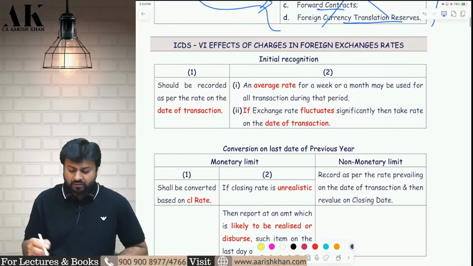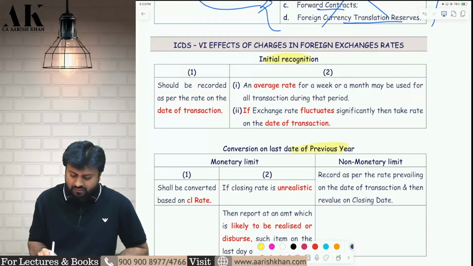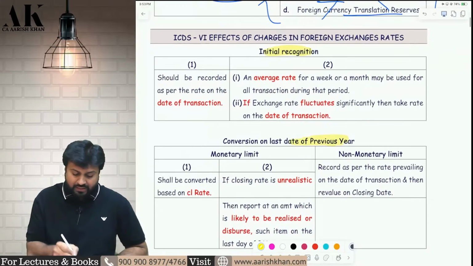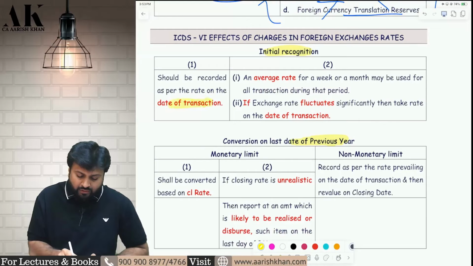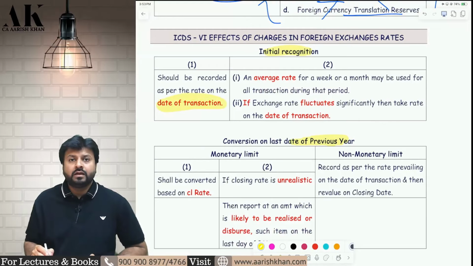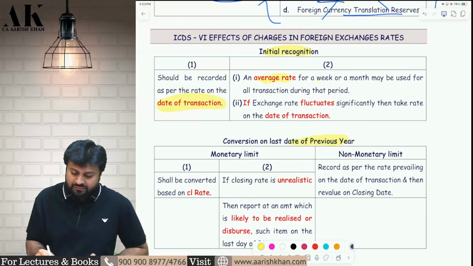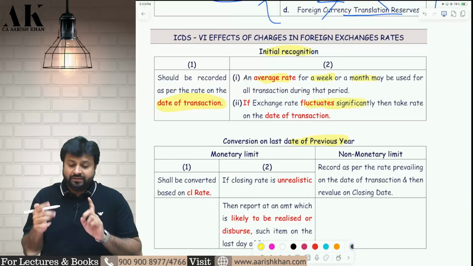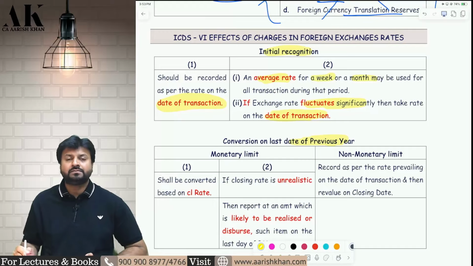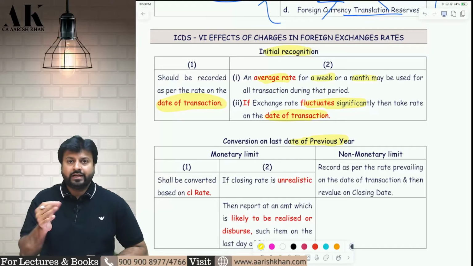Same as the way you do in accounts. Initial recognition, then conversion on the last day of the previous year. Initial recognition means the date of transaction you will record as per the date of transaction. You also have an option to take an average for a week or a month, but if the average fluctuates significantly, then you take the rate on the date of transaction.